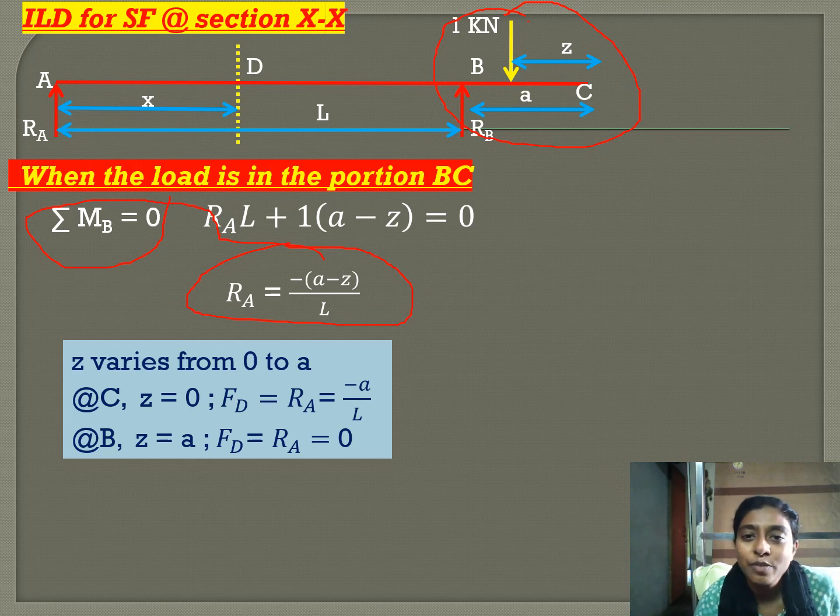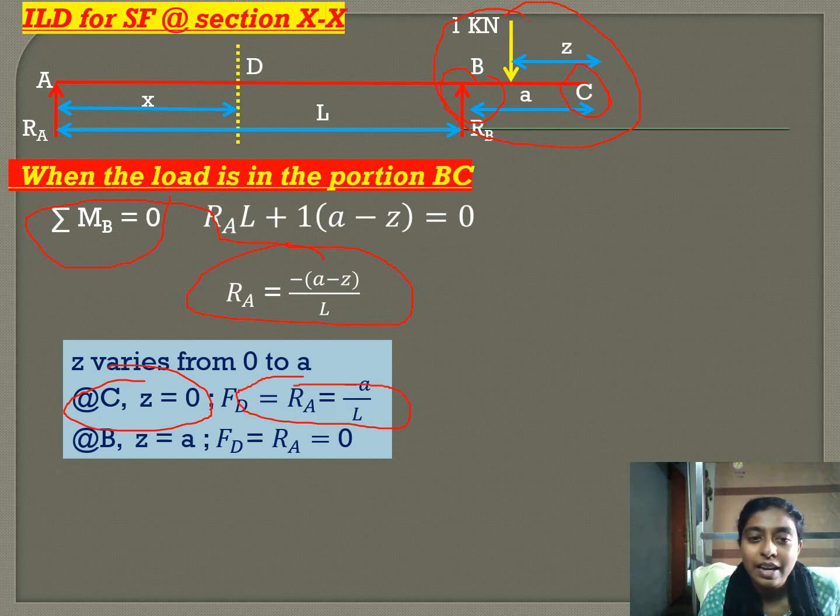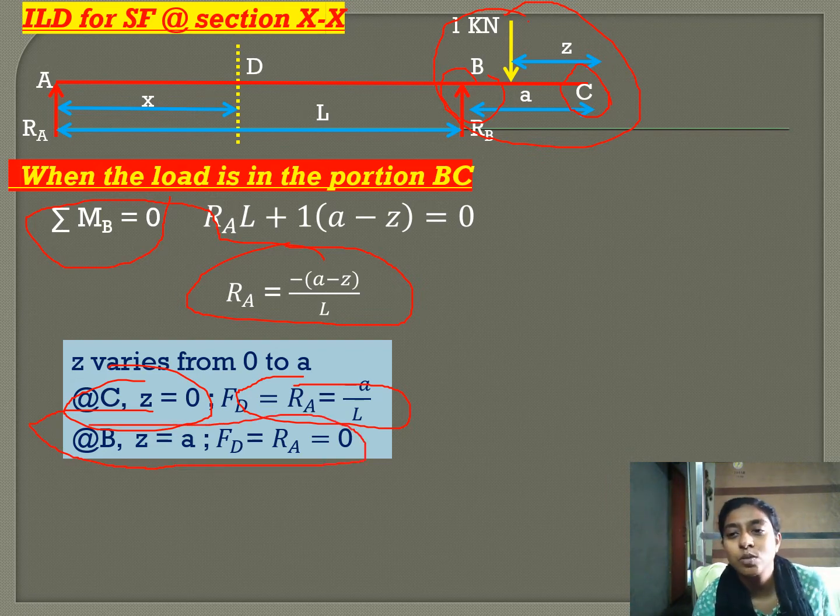So, Z varies from 0 to A, 0 at C and A at B. So, at C, Z is equal to 0. We get FD is equal to RA, that is equal to minus A by L. And at B, Z is equal to A and we get FD is equal to RA is equal to 0.